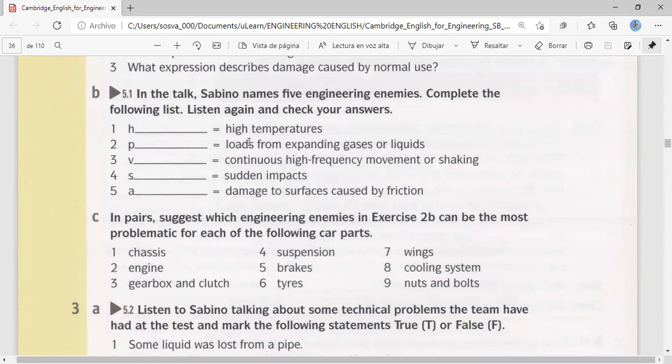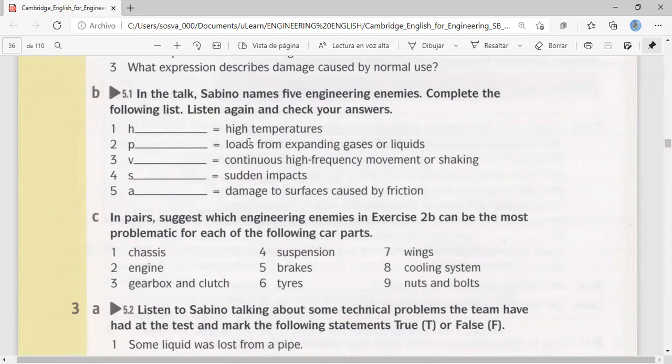From these five enemies, which one affects the chassis more? Fractures is not here, right? If we think about the chassis, which is one of the most common enemies? Maybe the heat, maybe the pressure, the vibration. Shocks. Shocks is something really common that happens in the chassis. Maybe you can write the enemy next to the word in parentheses, so that you remember it.